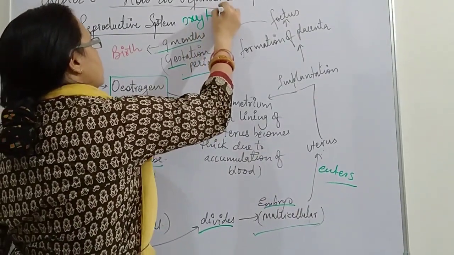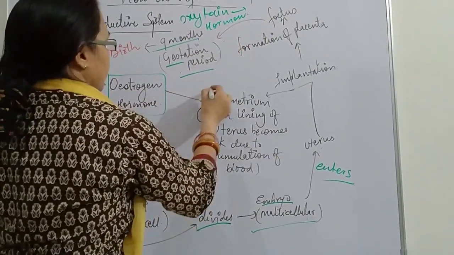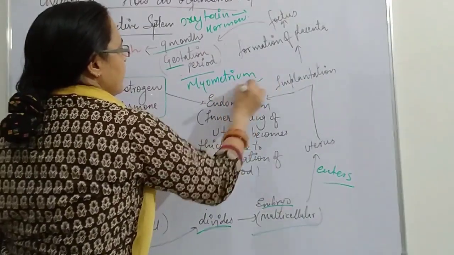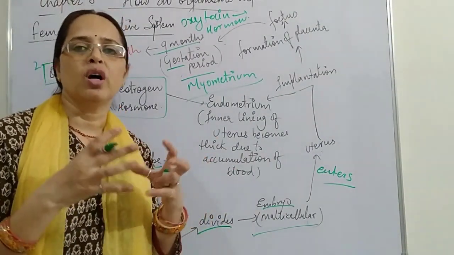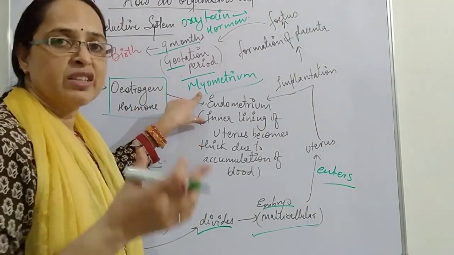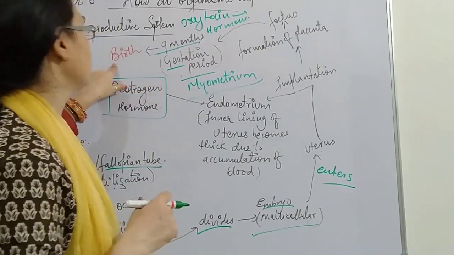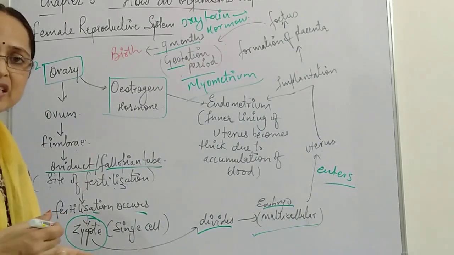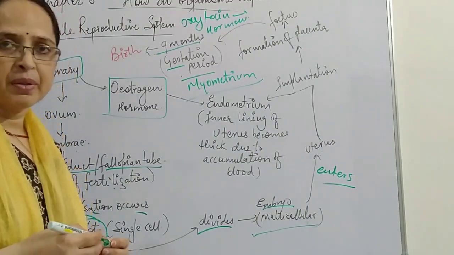When the gestation period is completed, 9 months over, oxytocin hormone is released. This hormone acts on the myometrium, the middle layer of the uterus, and the myometrium contracts, causing labor pains, which results in contraction of the uterus and delivery of a baby, or we say the birth of the baby occurs. So this is the complete process from fertilization till the birth of a baby.